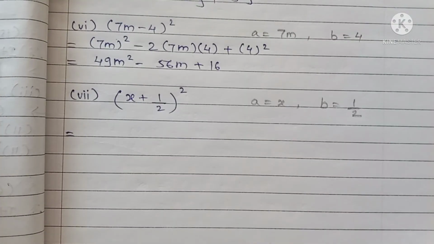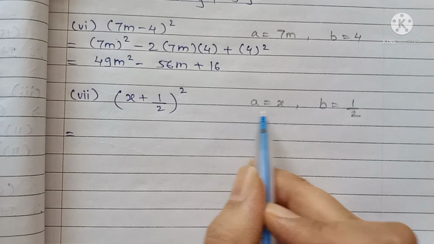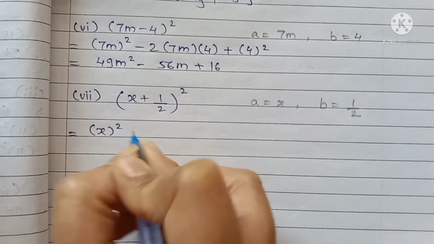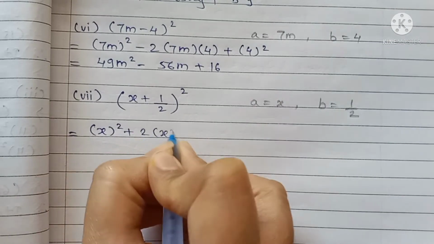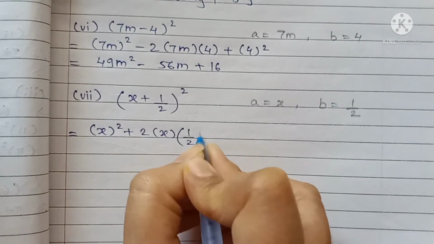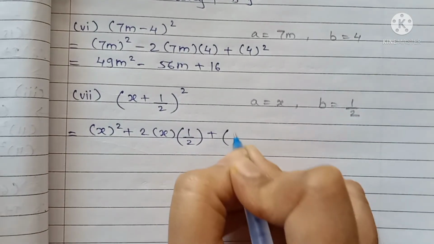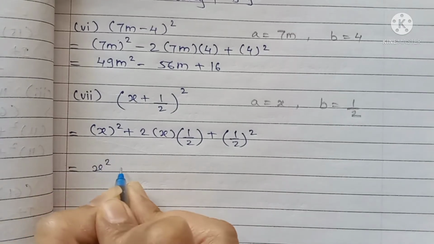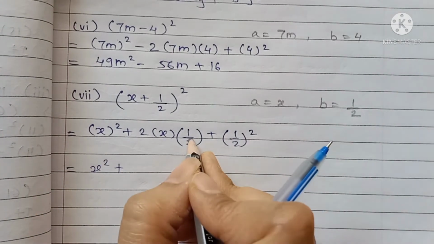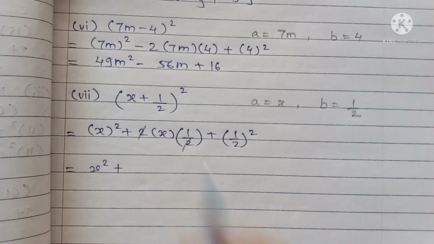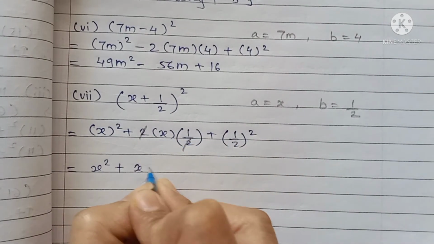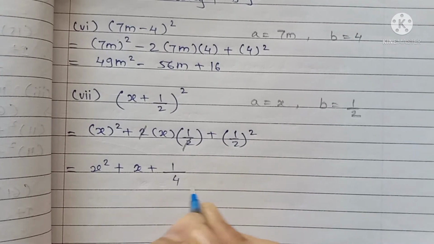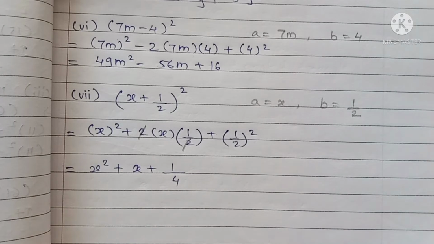Next is (x plus 1 upon 2) square. Here a means x and b is 1 upon 2. A square means x square, plus 2ab means x into 1 upon 2, plus b square means (1 upon 2) square. X square plus here 2 get cancelled. 1 into x means x, plus (1 upon 2) square. 1 square is 1 and 2 square is 4. Means x square plus x plus 1 upon 4.